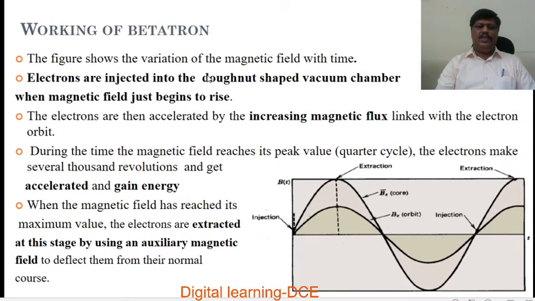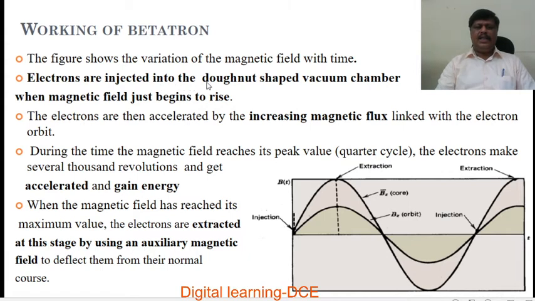The figure shows the variation of the magnetic field with time. So this is the magnetic field and this is the time axis. This is the alternating current. Due to the change in alternating current, the magnetic field also changes alternately.